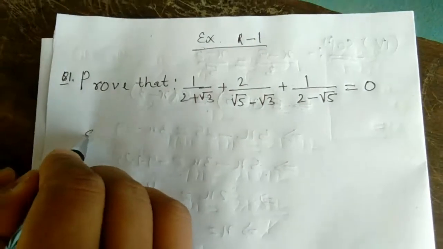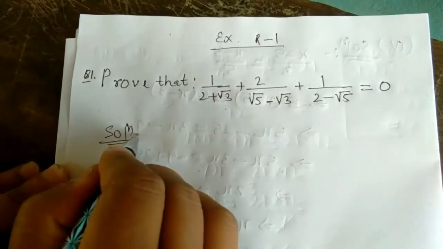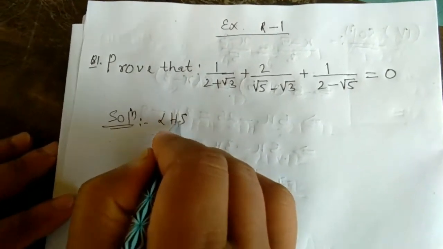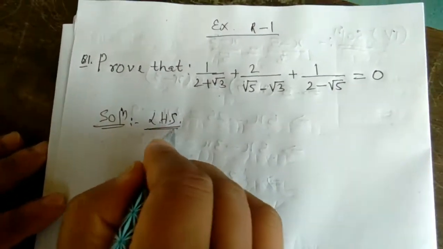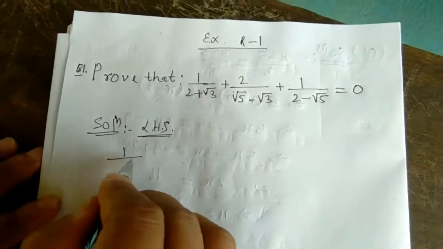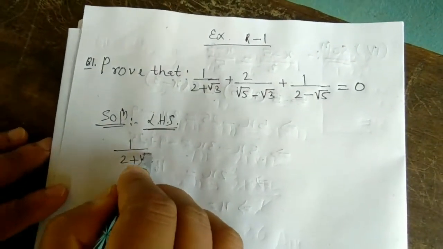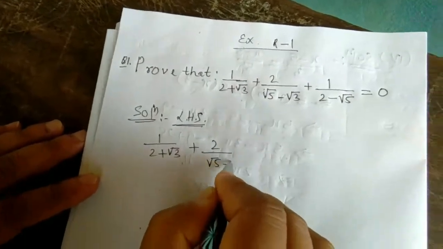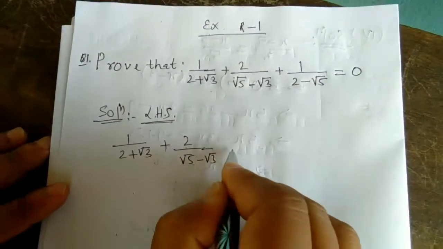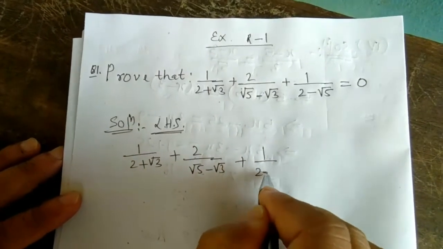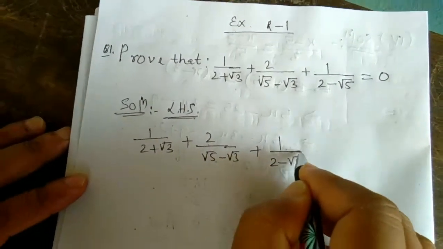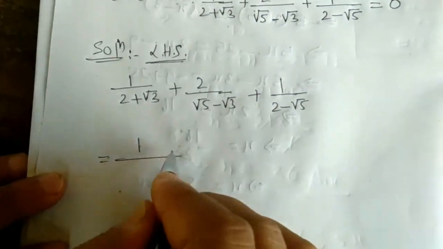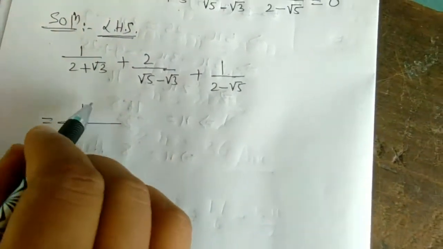You see, solution, left hand side. Whenever you have to prove that, you have to write left hand side and right hand side. All right, so left hand side is 1 by 2 plus root 3 plus 2 by root 5 minus root 3 plus 1 by 2 minus root 5. Okay, now how to prove? You see, first you have to rationalize the denominator.